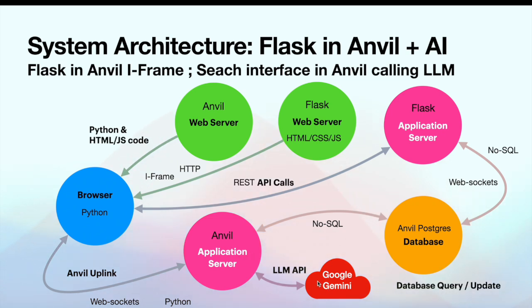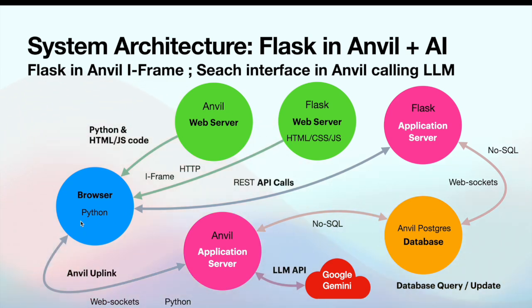And what about the project data for the AI search? Great question. Data from the Anvil Postgres database is queried and updated via the Anvil application server. Finally, the browser can also communicate directly with the Anvil application server using Anvil uplink over WebSockets for real-time interactions. Wow. So many layers of communication working together. It truly is a hybrid and integrated system.